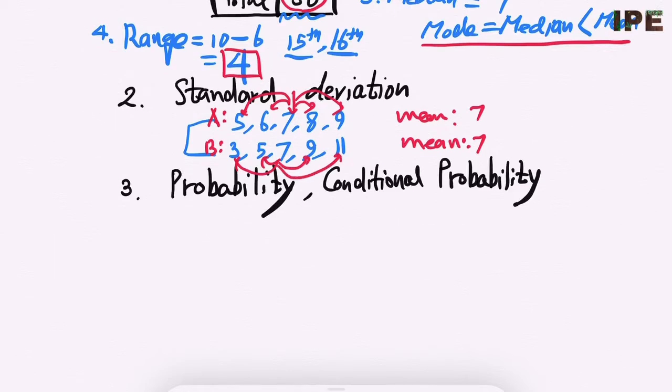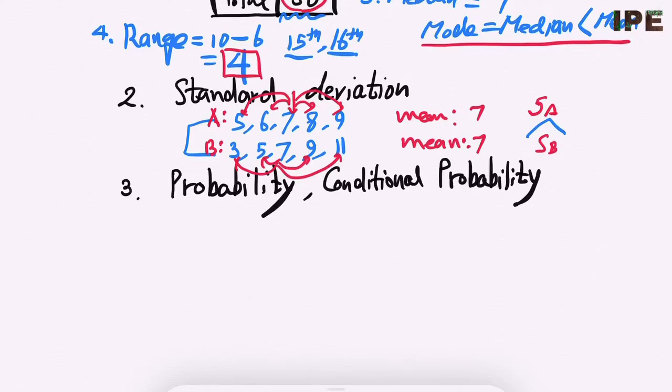If we compare the standard deviation of B to the standard deviation of A, the standard deviation of B should be bigger than that of A, because data B is more spread out. Okay, you just have to understand the meaning of standard deviation.